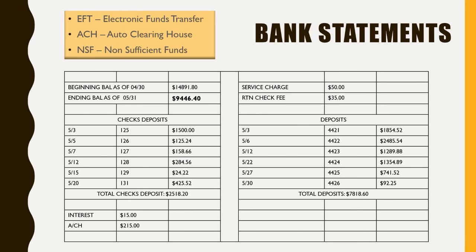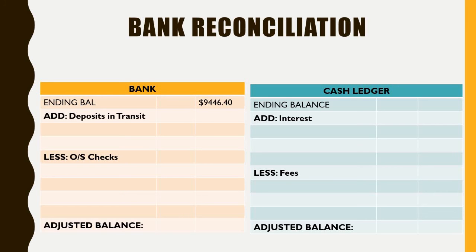Usually it should be at the top, right? It should tell you what your bank account is, your information, and it should give you your beginning balance and your ending balance. So in this case, what is my ending balance in my bank account? 9,446.40. So boom, you're going to place it right there in your ending balance section.